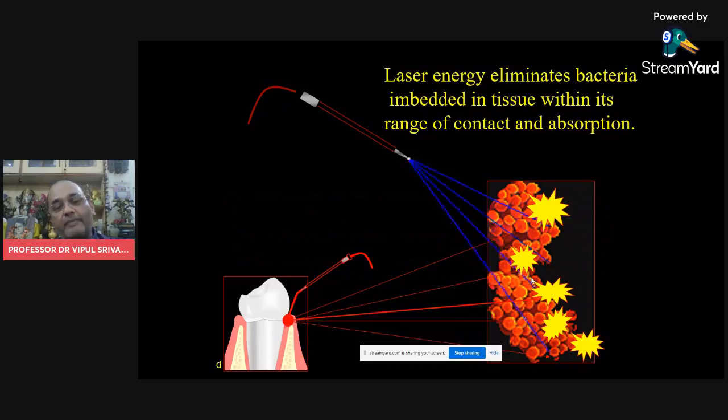and absorption. So if I'm using a diode laser for periodontal disinfection or removal of periodontal pocket, 980 is a better wavelength compared to 450, or compared to 810, or compared to 940. So for periodontal disinfection, I can use this laser.